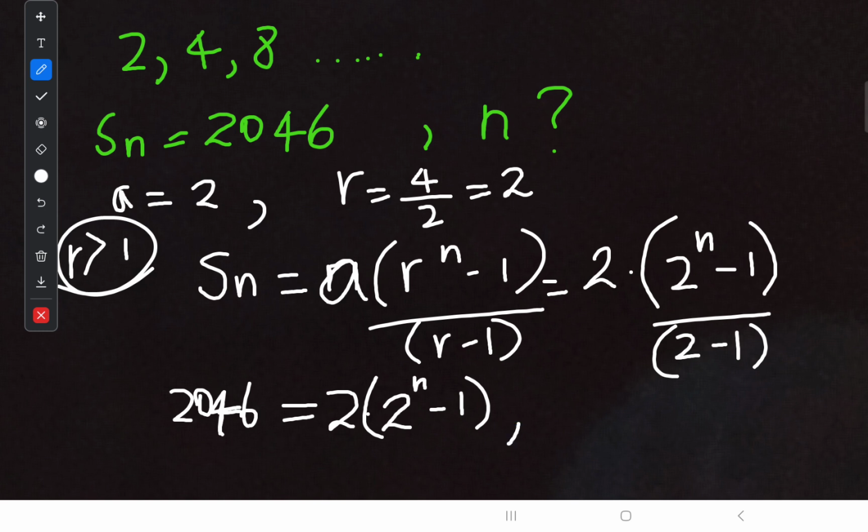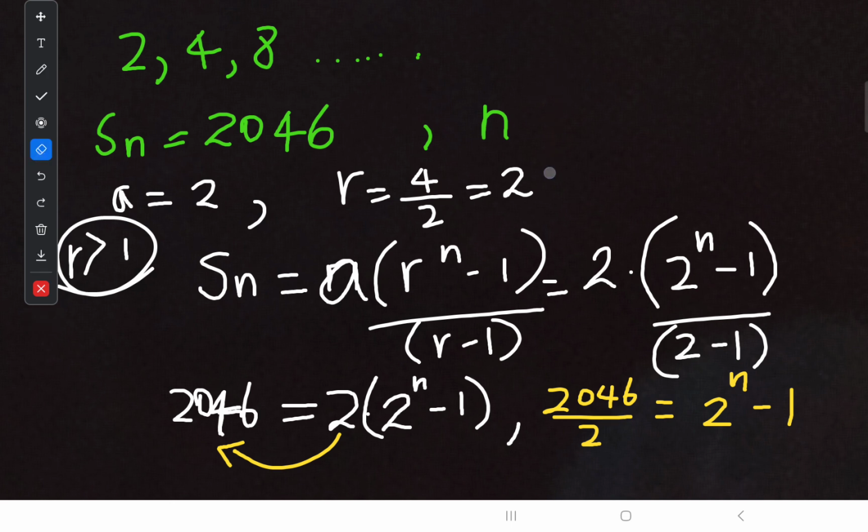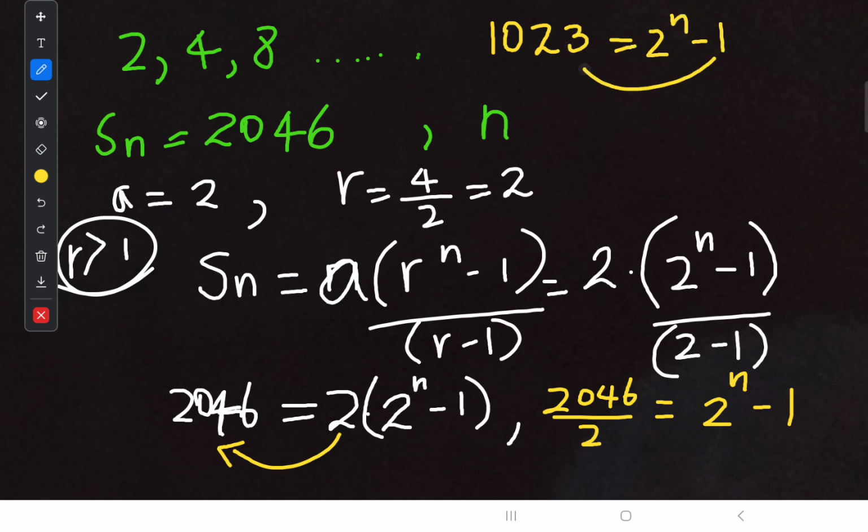Then furthermore, what we need to do is take this number as a division here. 2046 divided by 2, that is 2 to the power of n minus 1. When we divide this, 1023 equals 2 to the power of n minus 1. I'll take this negative here, that will become positive. So 1024 equals 2 to the power of n.